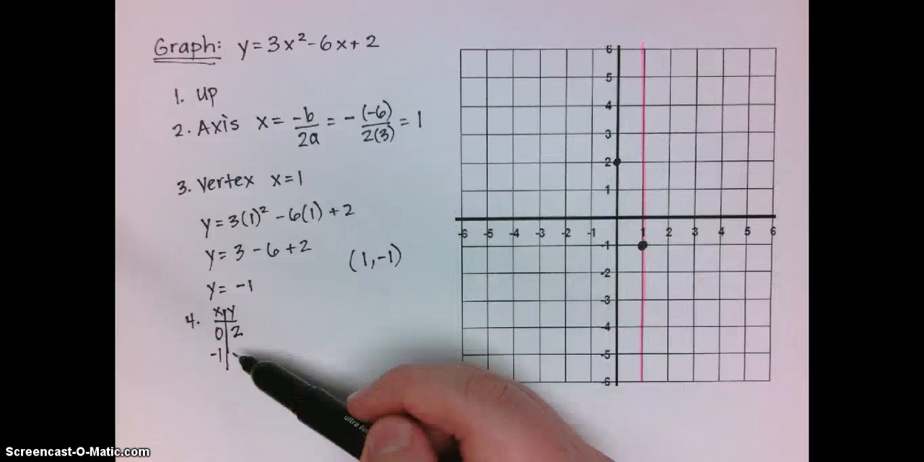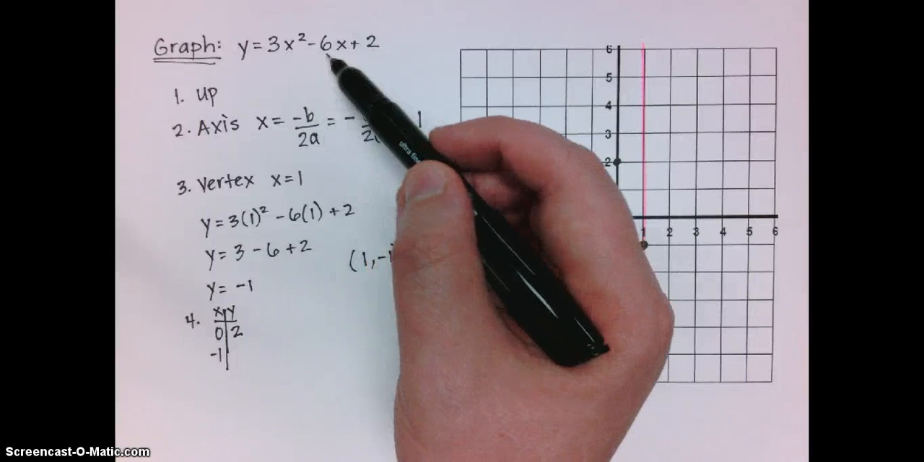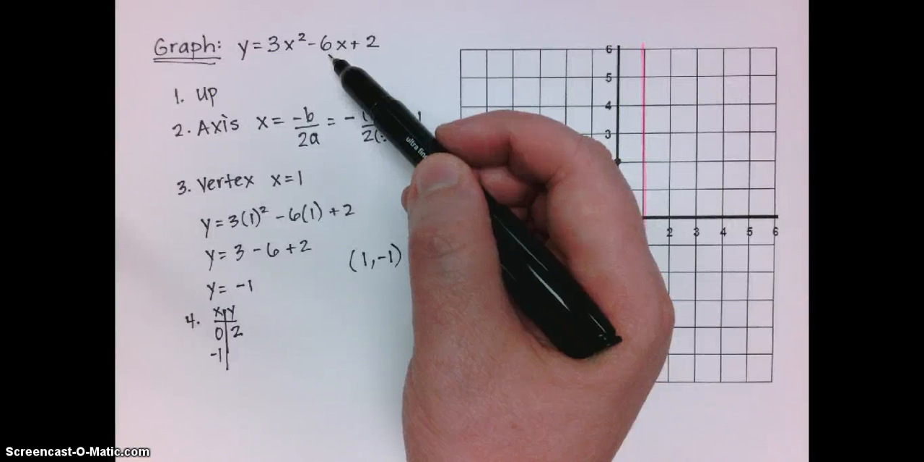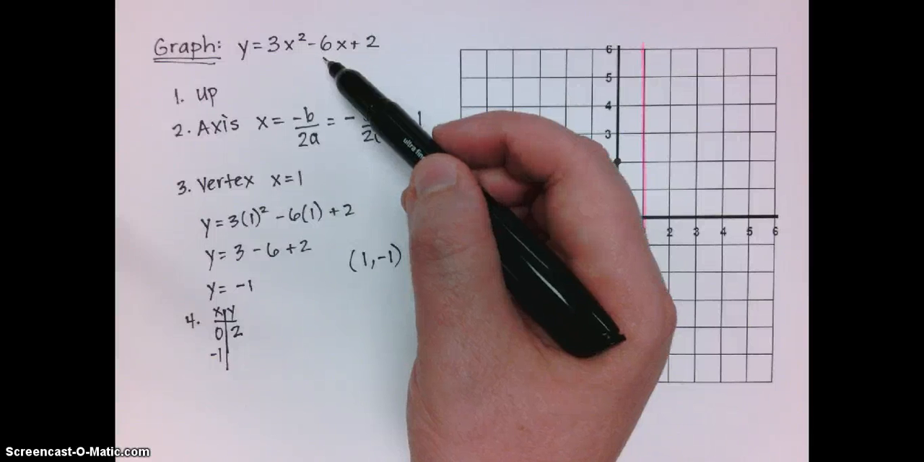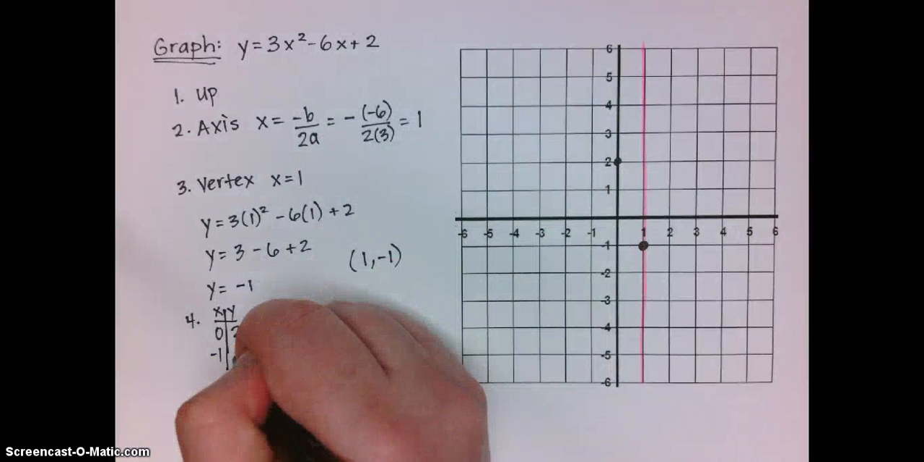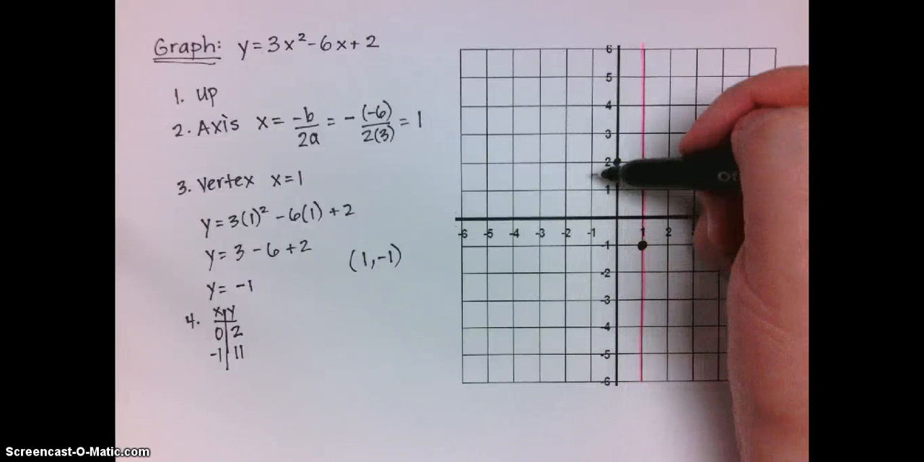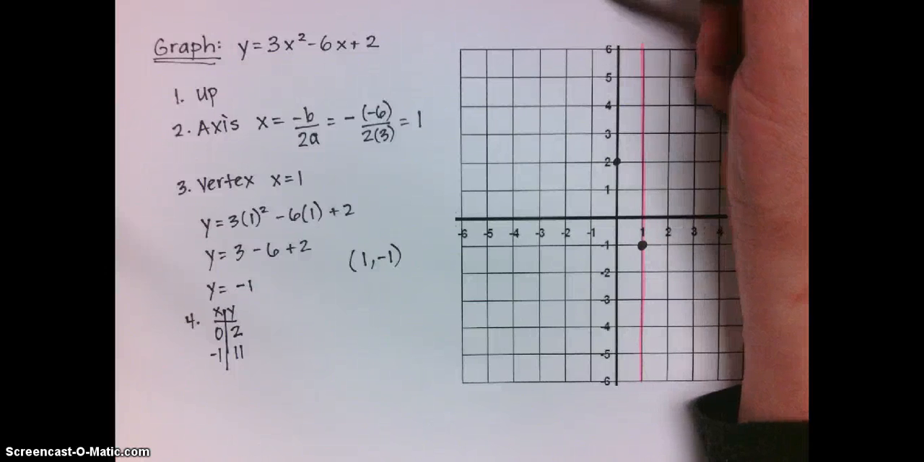And let's plug in negative 1. Negative 1 squared is 1. 3 times 1 is 3. Negative 6 times negative 1 is positive 6. So I have 3 plus 6 is 9, plus 2 is 11. And that is not going to fit on my graph, but it's going to go way up here somewhere. Okay, you can't even see it.